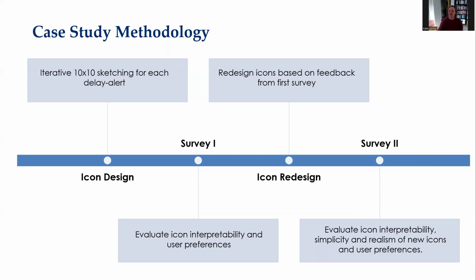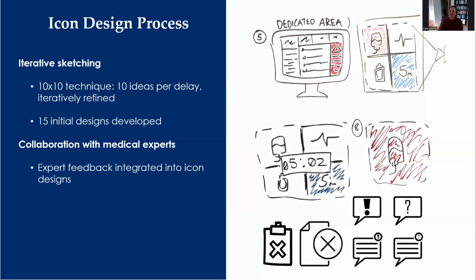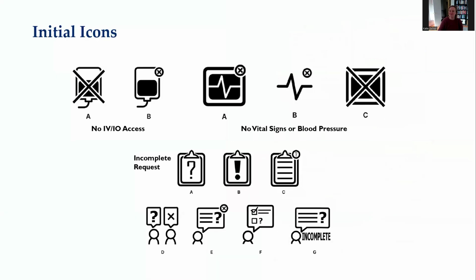Participant recruitment was through email, and we reached out to a total of 310 clinicians at our trauma center. For the first survey, 27 clinicians responded, and in the second survey, 29 clinicians participated. Both surveys were conducted via Qualtrics. A graphic designer and I used the 10 by 10 sketching technique to iteratively design concepts for each alert type. We received feedback from clinicians on our research team that we used to develop a first set of icons.